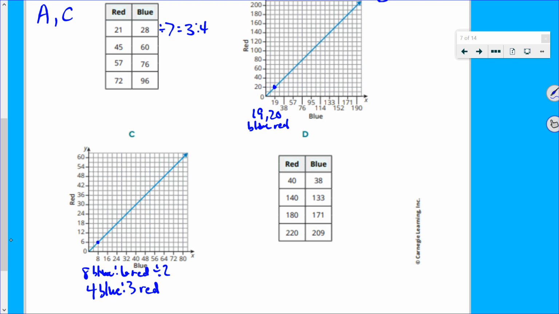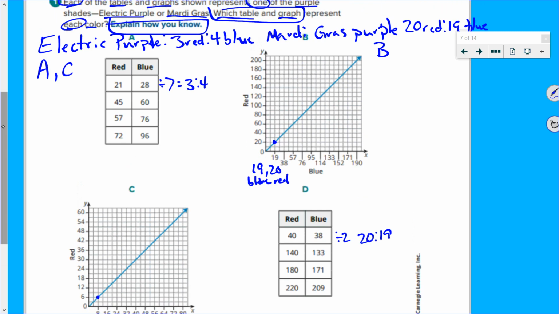So again, even though they reversed it, if I write out my units with the numbers, it should make sense. And then this one, I can divide 40 and 38 both by 2, guys, your 4 key numbers. First one hit. I can divide those both by 2. That gives me 20 to 19. Which one is that? Mardi Gras.